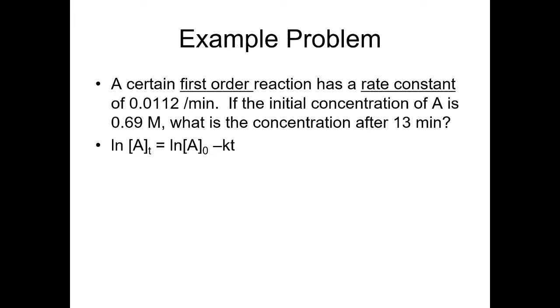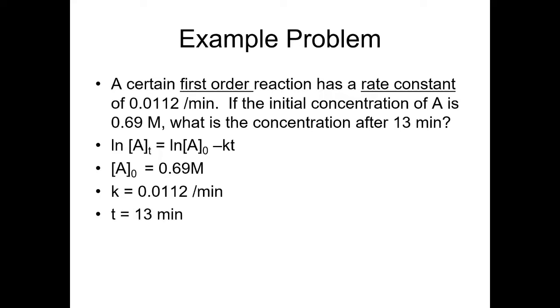So we just talked about what those variables were. The A0 is 0.69. K is 0.0112 per minute. And we have 13 minutes that have passed.